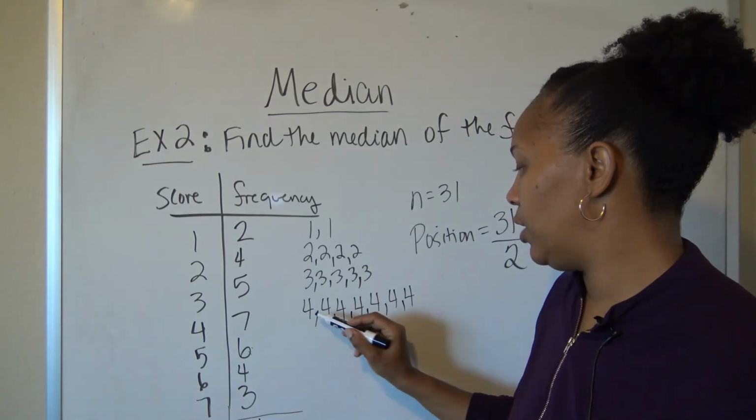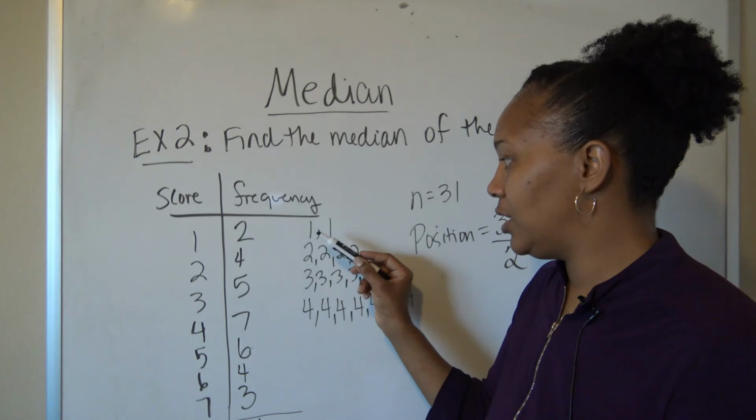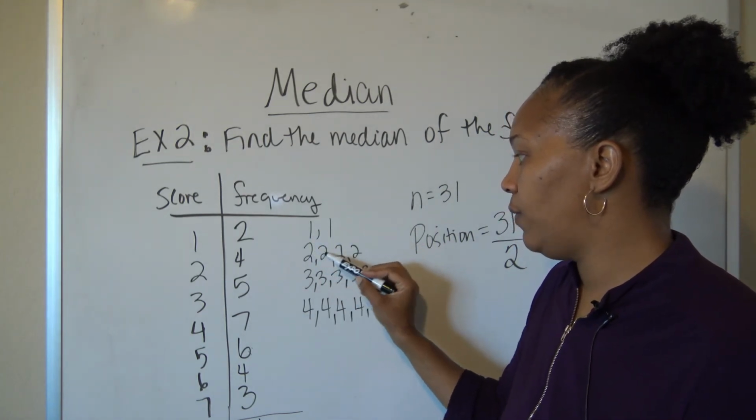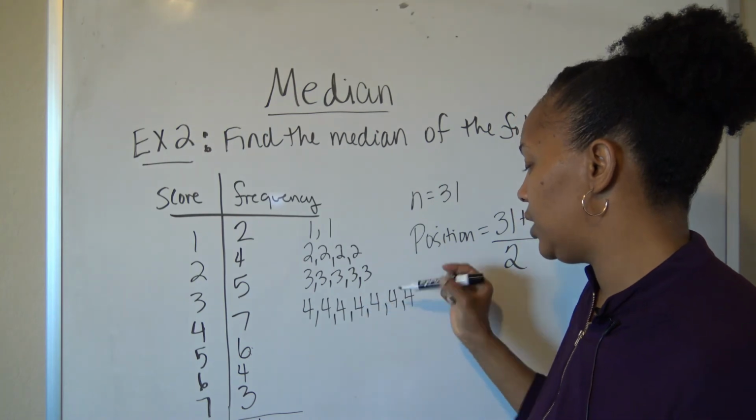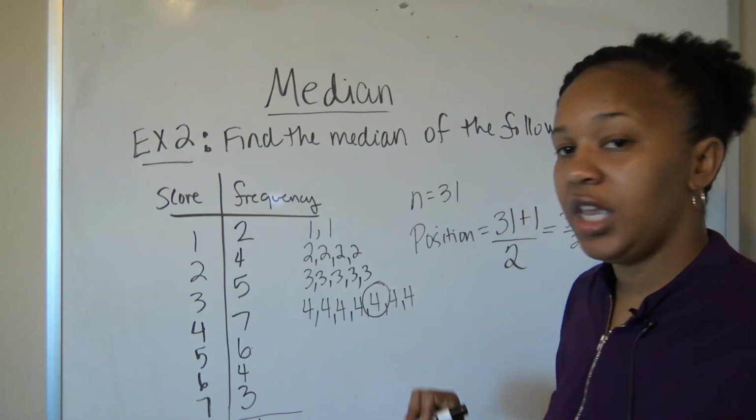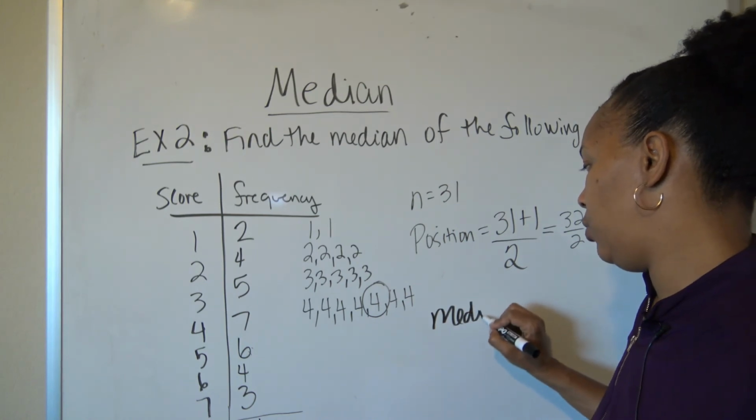That would be my next data. 1, 2, 3, 4, 5, 6, 7. So now if I was to actually count out to the 16th position, it would be 1, 2, 3, 4, 5, 6, 7, 8, 9, 10, 11, 12, 13, 14, 15, 16. The 16th position is here at 4. So the median of this data set will be 4.